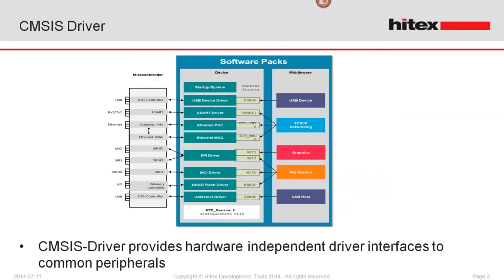So of particular interest is CMSIS Driver. This typically targets communication peripherals that are common to many small microcontrollers, and this allows blocks of middleware, so TCP/IP, graphic systems, file systems, to have a standard API to talk to these low-level peripherals. So this means if you write code once to use the CMSIS driver, you can then reuse it on any Cortex microcontroller that provides a CMSIS driver.